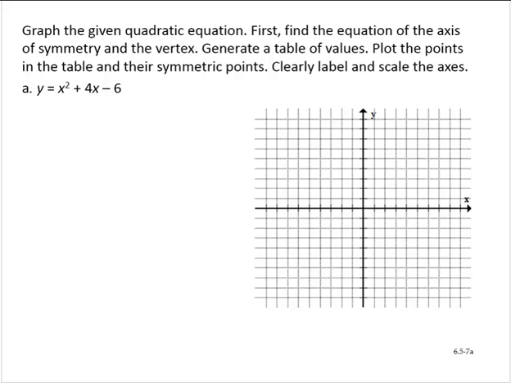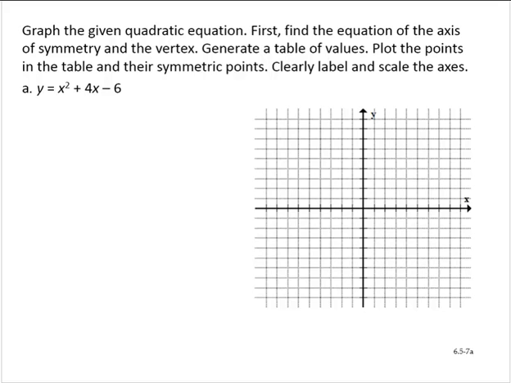Graph the given quadratic equation. First, find the equation of the axis of symmetry and the vertex. Generate a table of values. Plot the points in the table and their symmetric points. Clearly label and scale the axes.